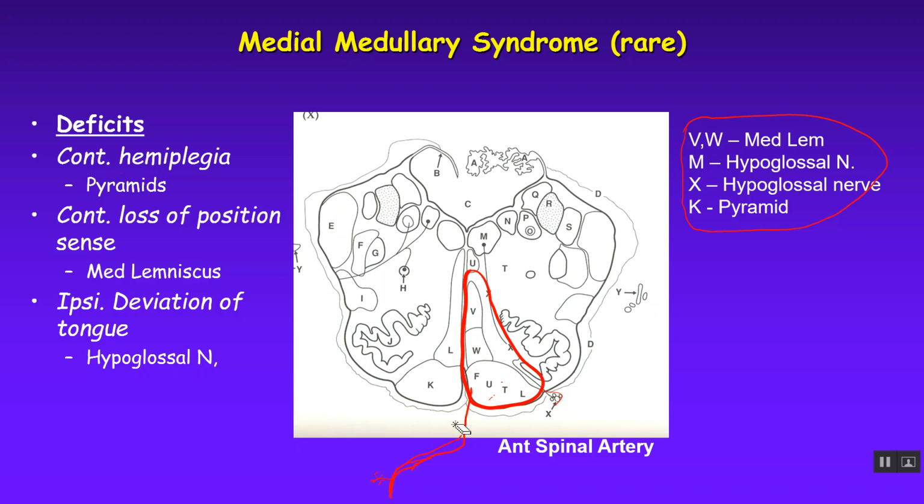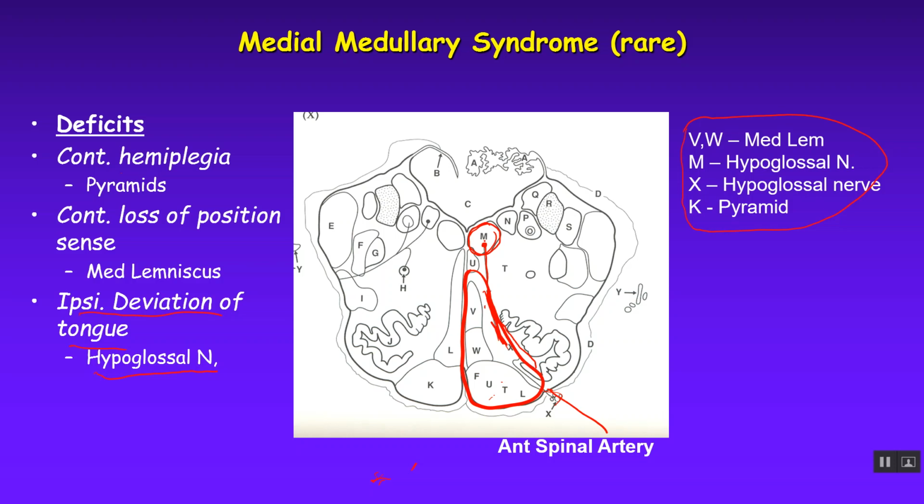And the last thing they're going to have is probably ipsilateral deviation of the tongue, because this often impacts the hypoglossal nerve. So here's the hypoglossal nucleus. Here's the nerve. The nerve runs through that territory, and if you damage and get ischemic in that territory, you damage the nerve. And so this happens to be, if this is the front, this is a left-sided lesion, right? You've affected the left hypoglossal nerve.